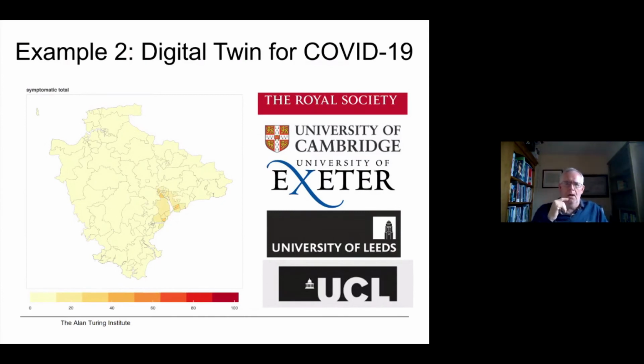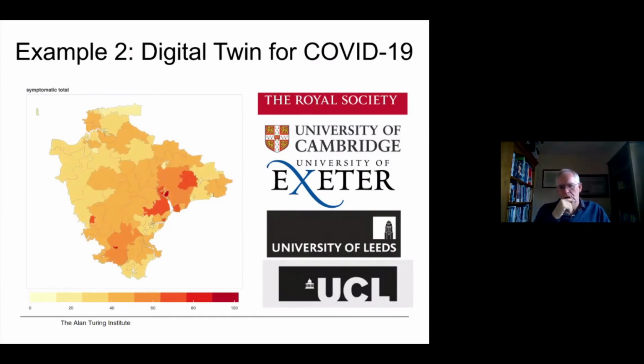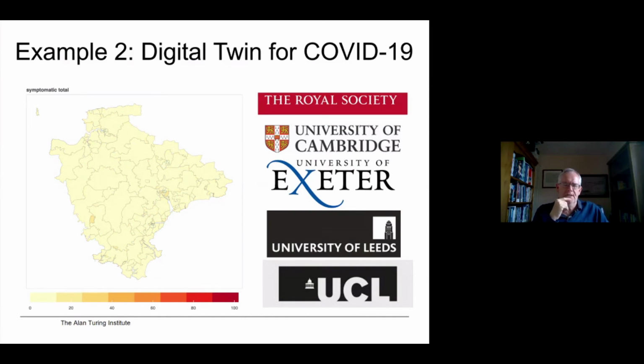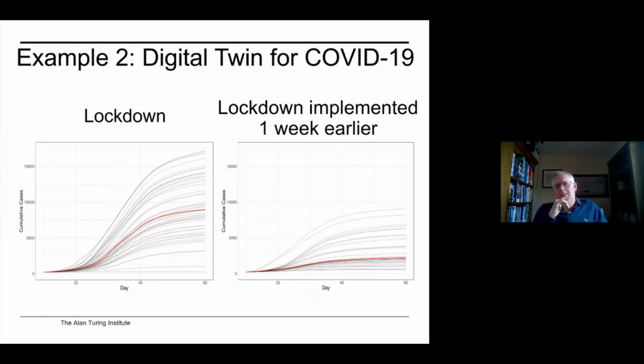I'll comment that this is a piece of work which has been sponsored and encouraged by the Royal Society through its RAMP programme, the Rapid Assistance in Modelling the Pandemic, involving principally 4 university partners at Cambridge, Exeter, Leeds and UCL, although led from the Turing Institute, again by myself in this particular example. So there we have an example of the application of the digital twin to the pandemic.